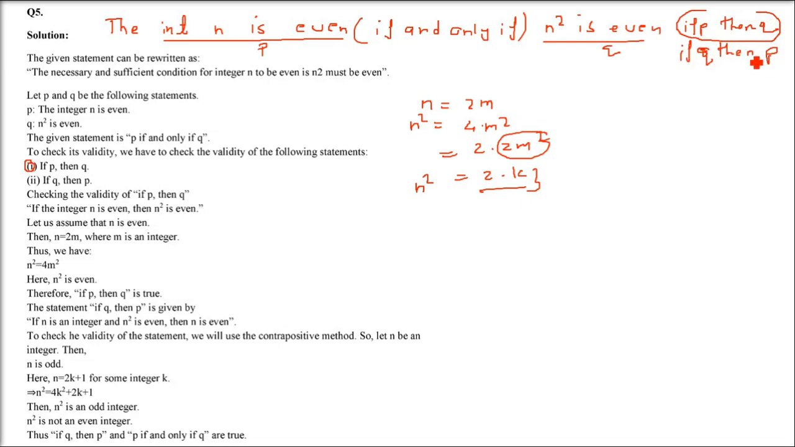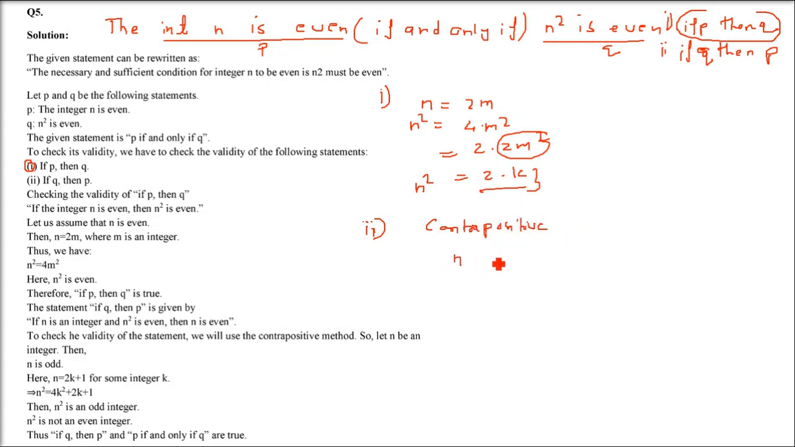Now let us come to the second part. Second part is if q then p. If q then p, that is if n square is even, then n has to be even. And let us try doing it using the contrapositive method. Normally you can easily do it, but I'll try doing it by the contrapositive method. That is, if q then p, we are saying if not p, then not q. If it is possible, if not p, not q, then it is if q then p. It's exactly the same.